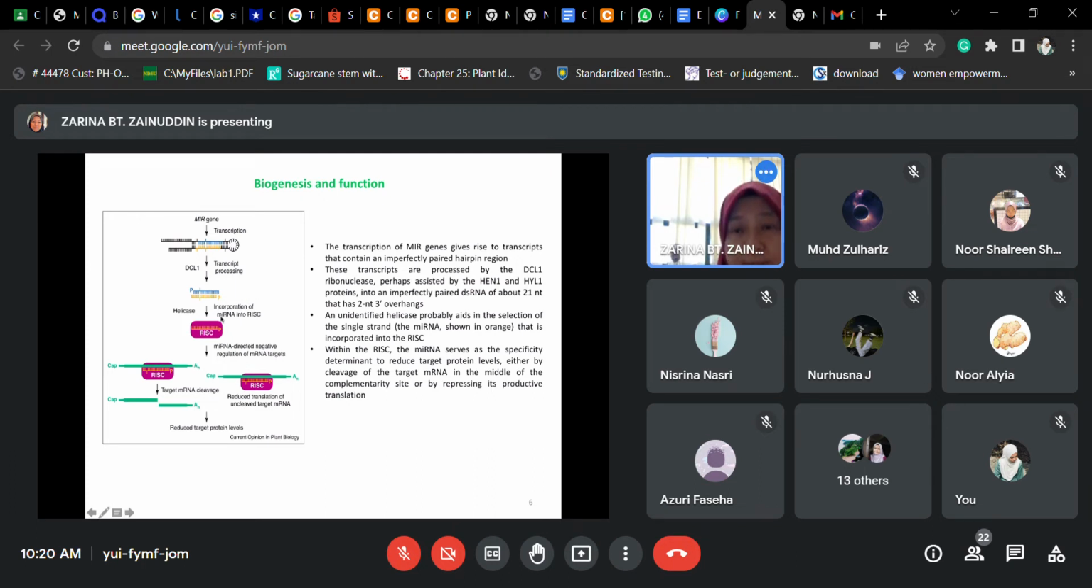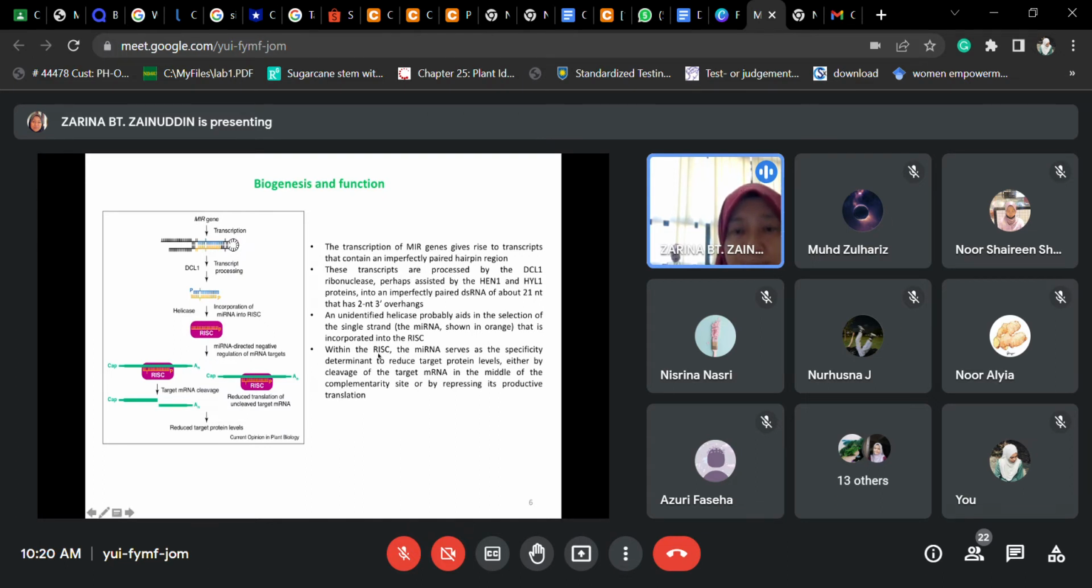And then the next step, a helicase aids in the selection of the single strand. So it chooses one of the two, a single strand of RNA that is incorporated into the RISC.